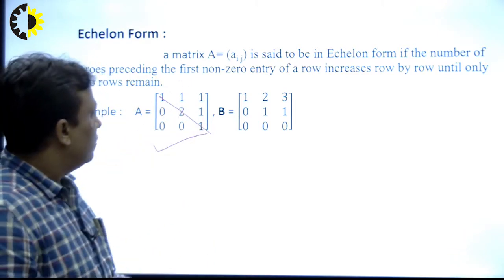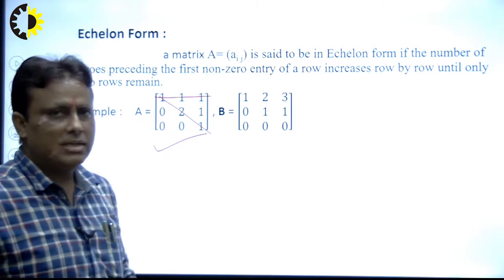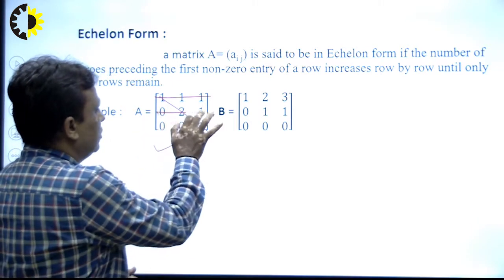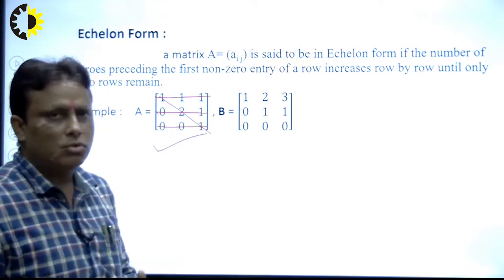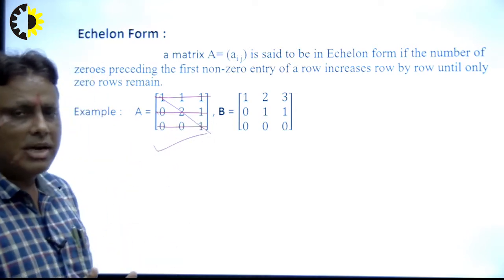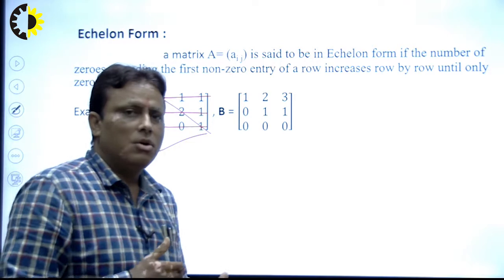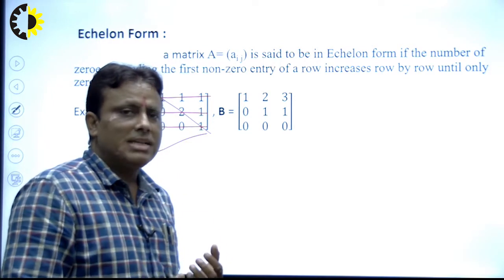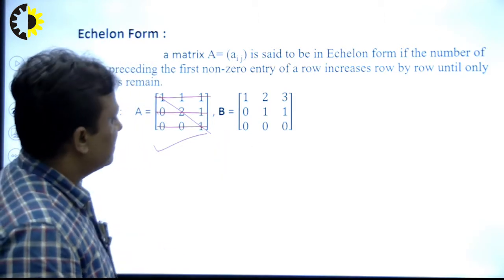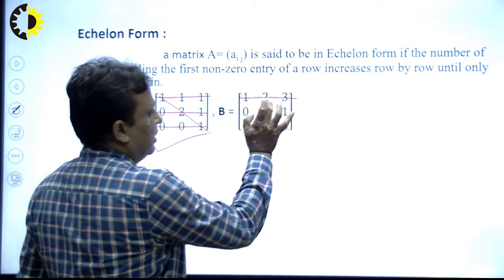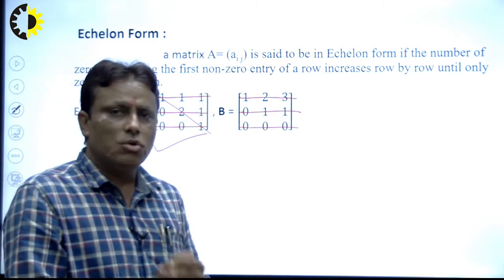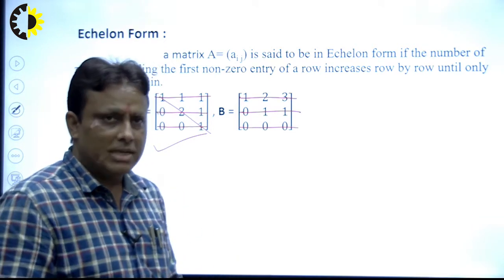The first row has no 0, starting with a non-zero element, and the second row contains one 0 and the third row contains two 0s. That means this is echelon form, right? Suppose I want to calculate the rank of a matrix by echelon form. First of all, I know what echelon form is. This is the first row, this is the second, and this is the third row, and zeros are in increasing order in the UTM. That is known as echelon form.